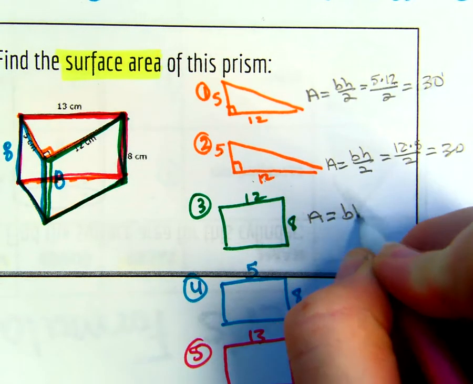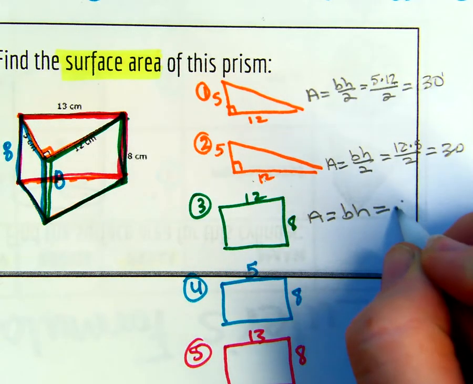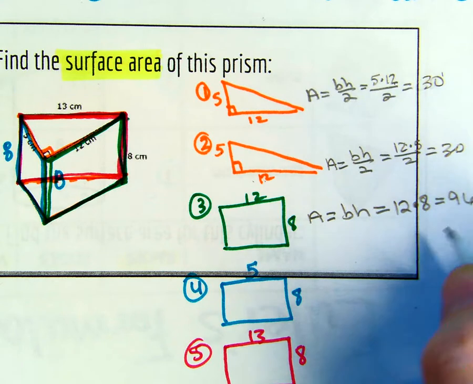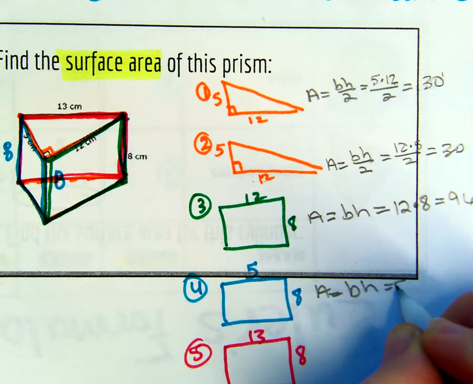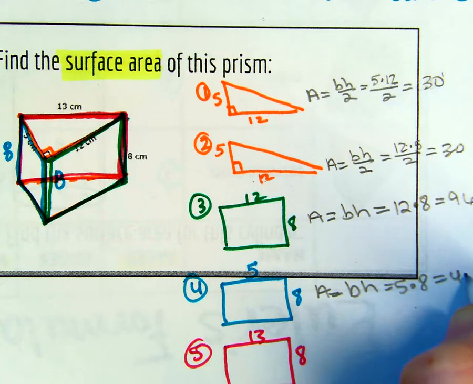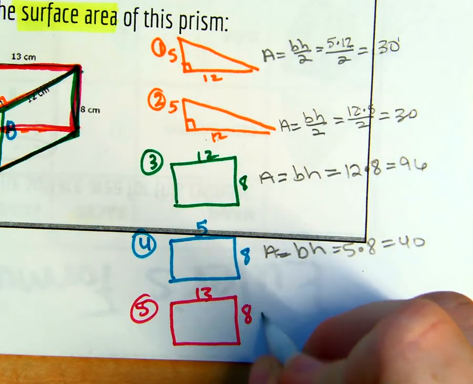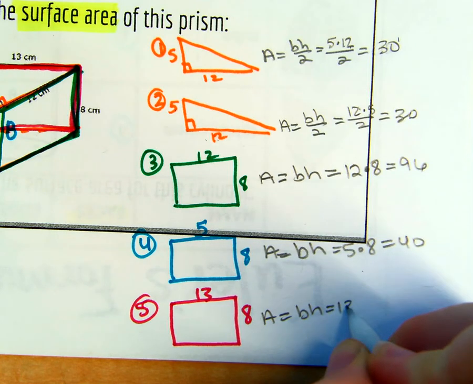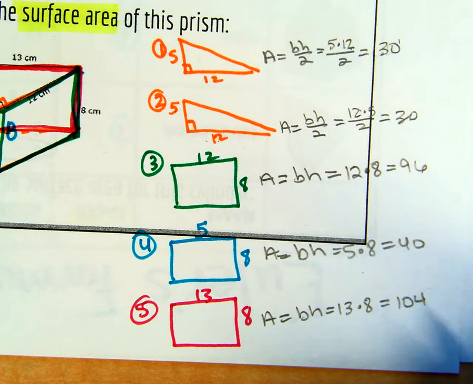And then rectangle, base times height. So we're going to have 96 here because we're going to do 12 times 8, which is 96. Right here, we're going to do base times height, which is 5 times 8, or 40. And then right here, we're going to do base times height, or 13 times 8, which is 104.